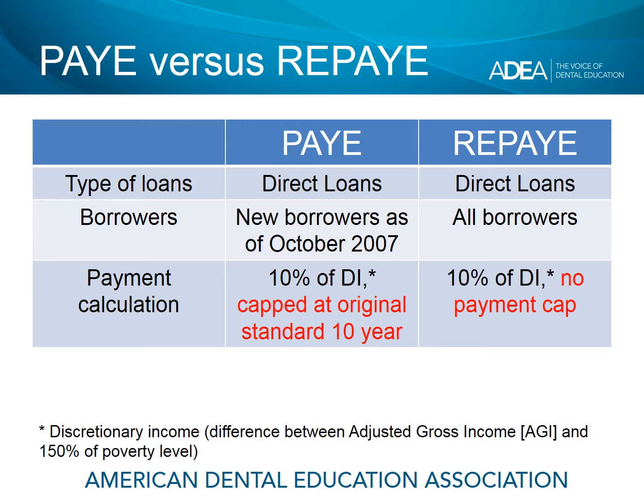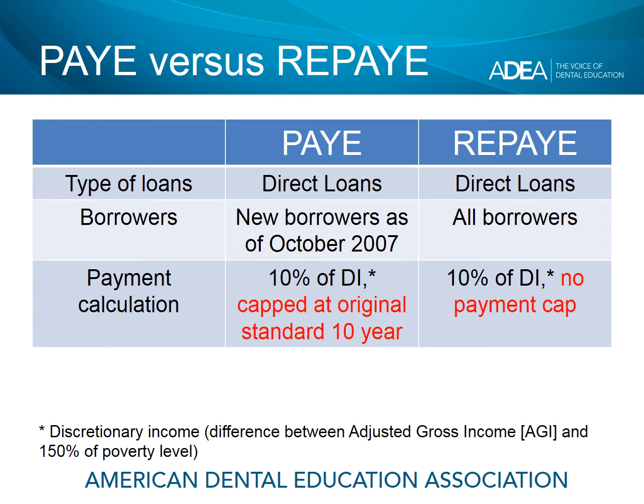Now let's take a look at the differences between Pay-As-You-Earn and Revised Pay-As-You-Earn. First of all, a reminder, these two repayment plans are only available on federal direct loans. So if you have any federal loans that are not in the direct loan program, you can consider consolidating them and flipping their balance into the direct loan program and then applying for PAYE or REPAYE on your entire balance, depending on your eligibility for these repayment plans.